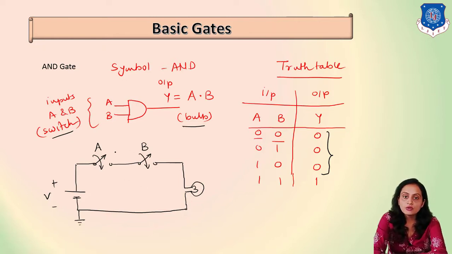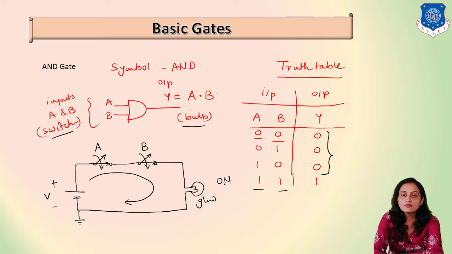And if I close both of these switches, then the path will be complete. That means both the inputs are 1 and the output is 1. That means the bulb will glow, the bulb is on. So this functionality of the AND operation can be seen over here.